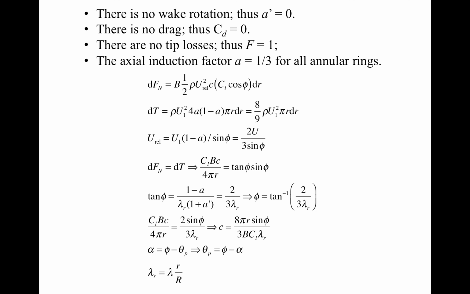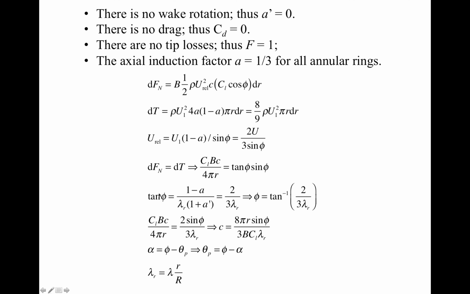We also have an expression for the tangent of phi. This expression was on the second slide, I think. Tangent phi equals (1 minus a) divided by lambda r (1 plus a prime). Lambda r is the local tip speed ratio, which we have talked about. It equals lambda times the non-dimensionalized radius. So we have an expression for tangent phi.